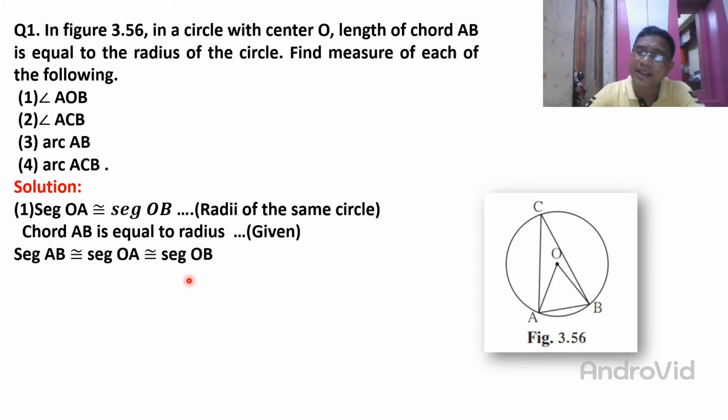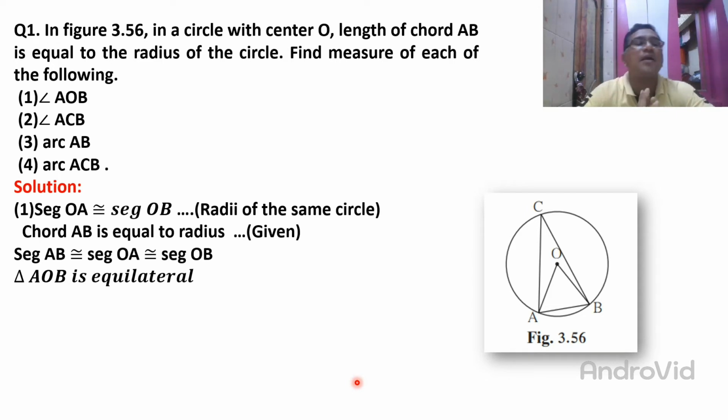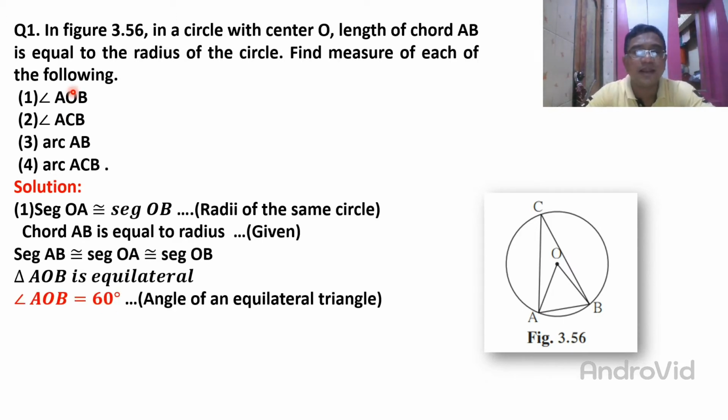If the three sides are congruent, then triangle AOB is an equilateral triangle. So AB, OA and OB, these three sides are congruent, so triangle AOB is an equilateral triangle. In an equilateral triangle every angle is congruent, because the sides are congruent, so opposite angles are congruent. There are three congruent angles, so 180 divided by 3, each angle is 60 degrees. So angle AOB is equal to 60 degrees, angle of an equilateral triangle.